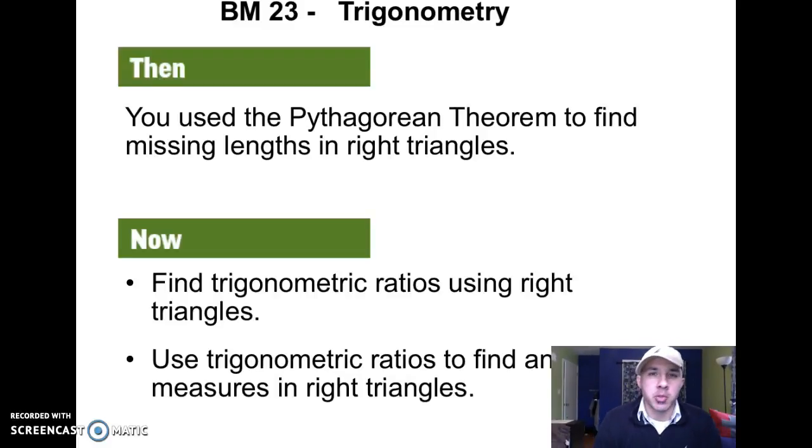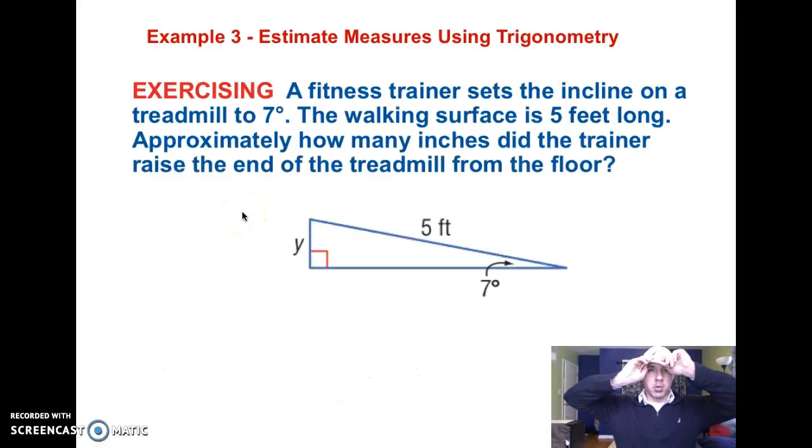Cranier. Benchmark 23, we're going to be covering trigonometry. In the last lesson, benchmark 21, we talked about the Pythagorean theorem. Benchmark 22, we talked about special right triangles. Today, we're going to talk about trigonometric ratios and how to solve for angle measures in right triangles.